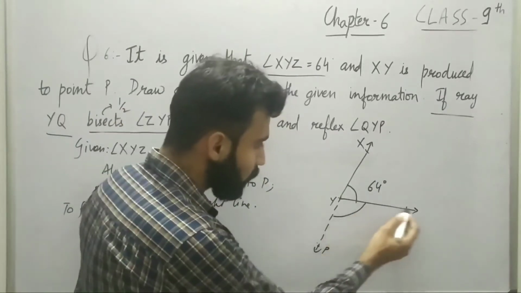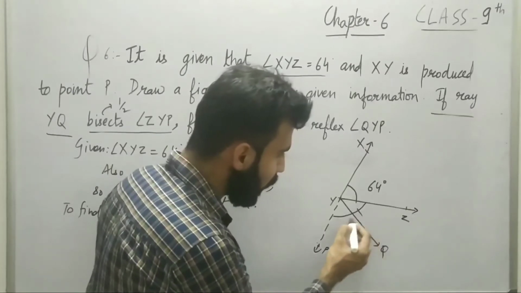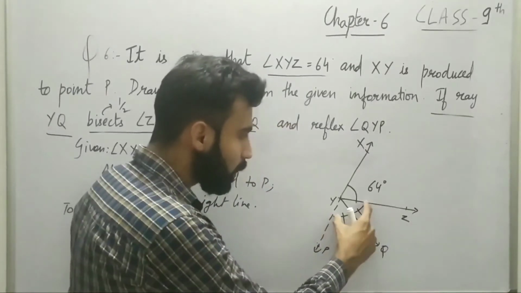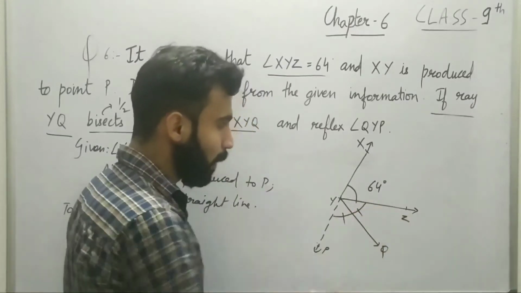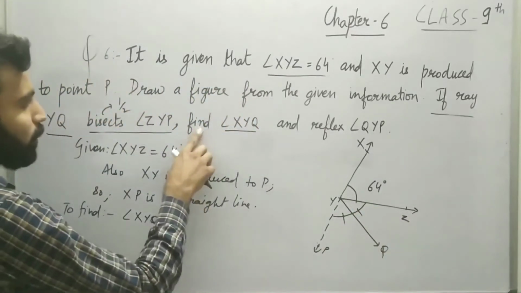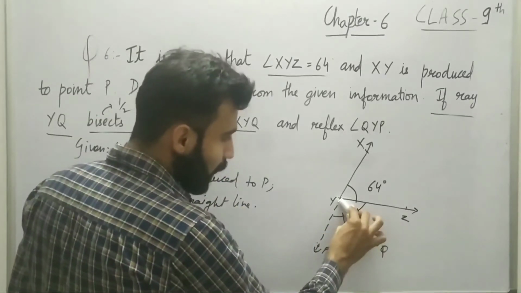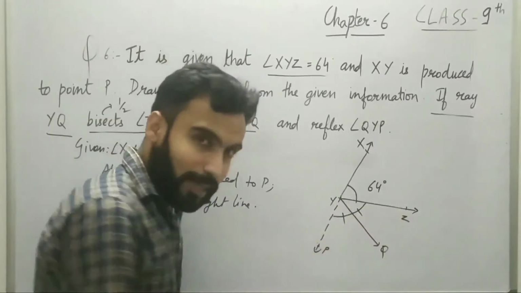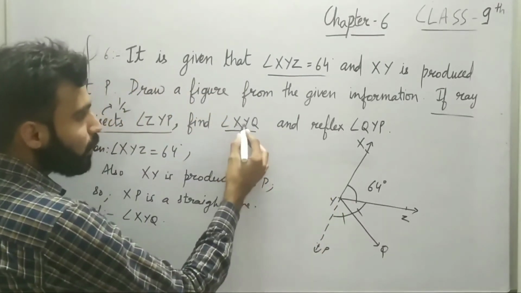So ये जो angle ZYP है, YQ ray क्या कर रही है? इसको equal parts में divide कर रही है. Getting my point? So if it is 60, so it is dividing it into 30-30. But we don't know angle ZYP, right? So here what is given to us is that this ray YQ is actually bisecting angle ZYP. Getting my point? So the next thing is we have to find out angle XYQ.